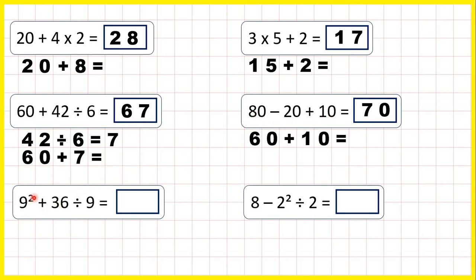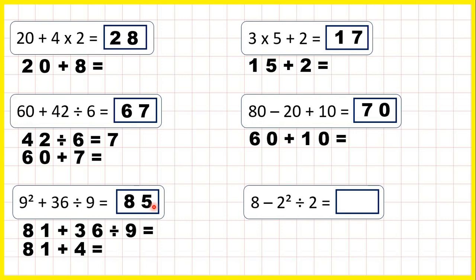Now 9 squared plus 36 divided by 9. When we see a squared or cubed symbol, we always deal with that first. Now 9 squared means 9 times 9, so that's 81. So now we have 81 plus 36 divided by 9, but we always do division before we do addition. 36 divided by 9 is 4, so we can work out 81 plus 4, that's 85 as our answer.